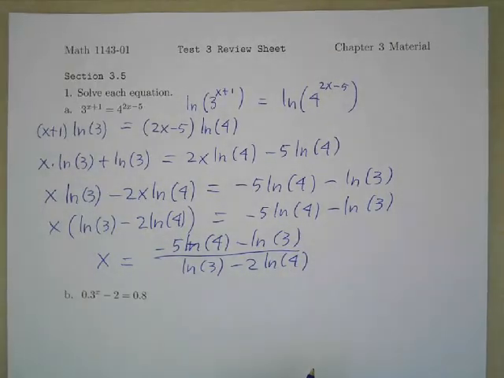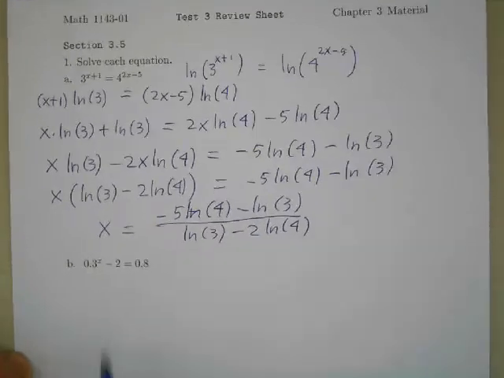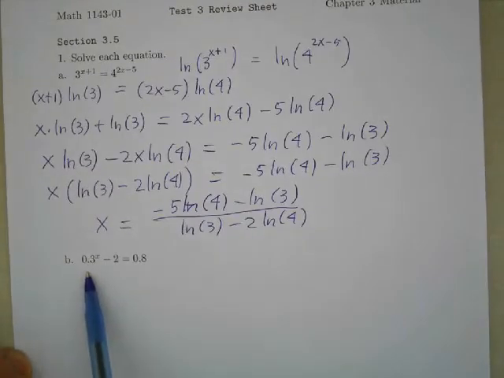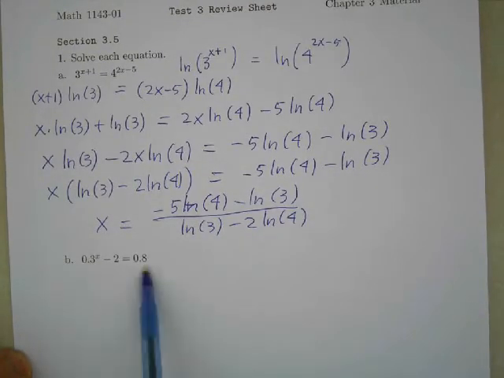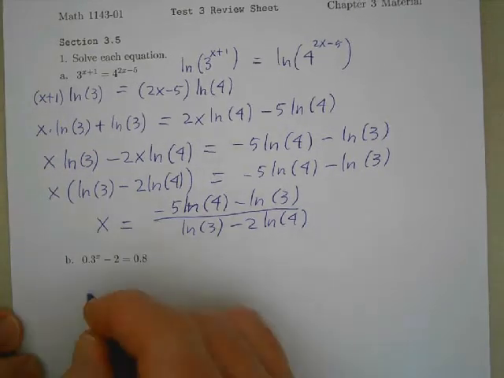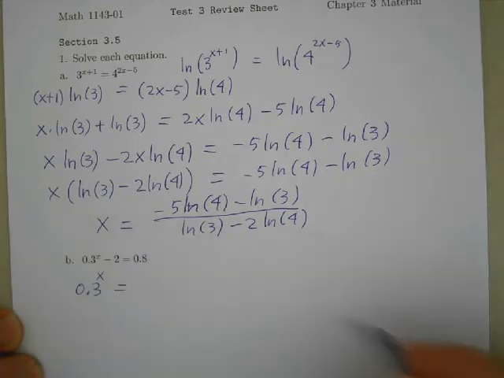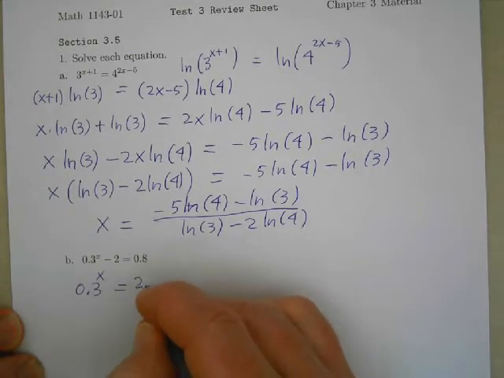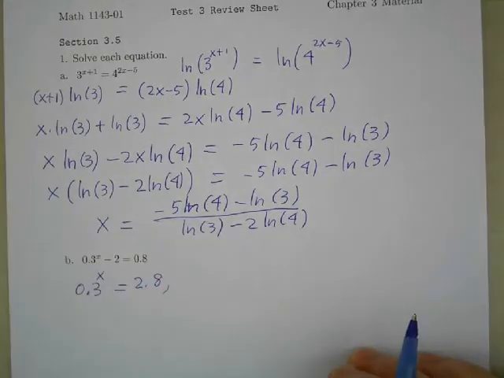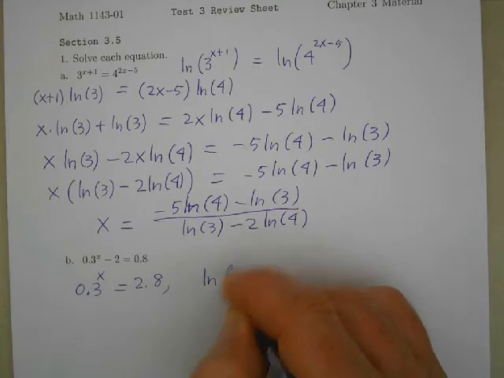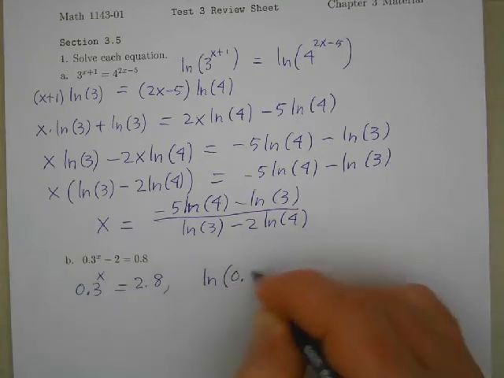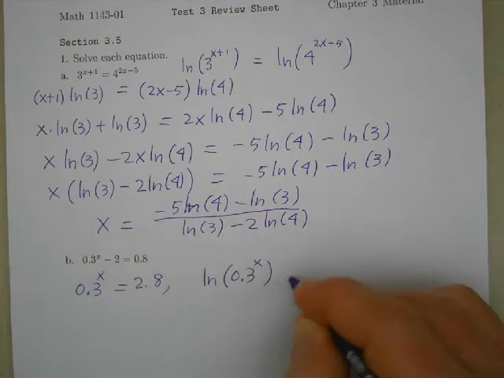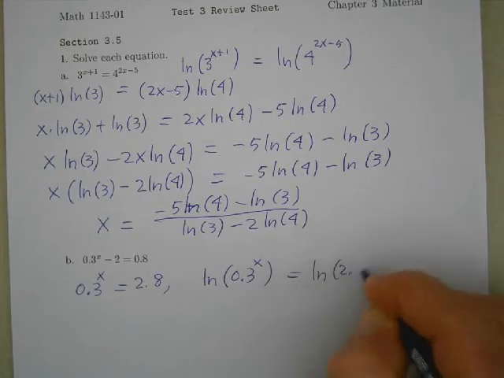Okay, in the next equation, we have an exponential equation. 0.3 raised to the x minus 2 equals 0.8. So in step 1, add 2 to both sides. So we get 0.3 raised to the power x equals 2.8. And x is in the exponent, so we'll take the natural log of both sides. The natural log of 0.3 to the x equals the natural log of 2.8.